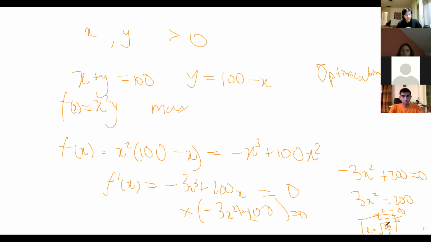Once you know x, you can find out y using either of your equations. I would use, well, how would you do this? Yeah, you would use your first equation here, x plus y equals 100, to figure out what y is. That would be your optimized maximum, f of x equals x squared y. Okay? Okay, thank you.